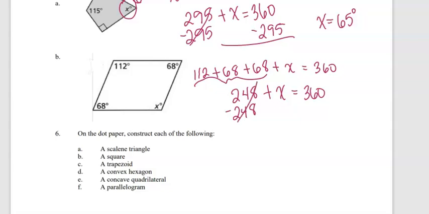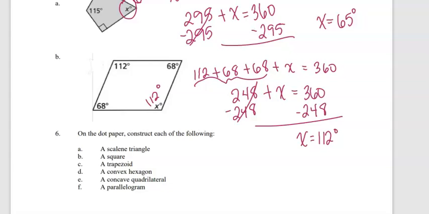Subtract 248 from both sides. And so we're going to have 360 minus 248, and that's going to give me that the value of x is 112 degrees. And that is true based on what we're going to learn about the angles of a parallelogram in our next unit. You see that those opposite angles are congruent to each other.